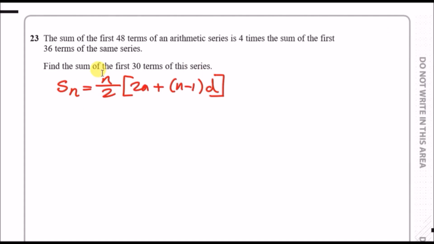And this is known as the sum of the first n terms, okay? This is the summation formula. Now, let's have a read.